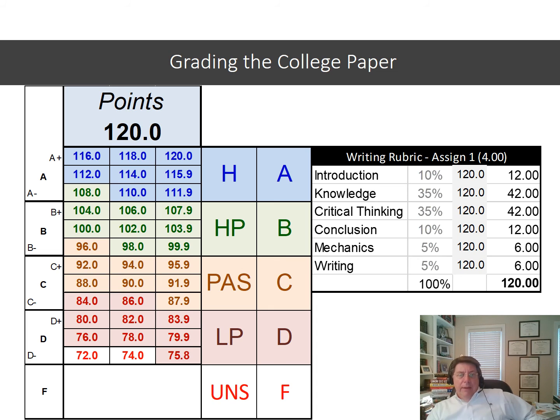The rest is somewhat mechanical. I look at mechanics of your paper. Do you have page numbers? Do you have a title page? Do you have section headings? Do you have a reference list? Then I also have points set aside for writing. How well do you write? Are there misspellings? Is your paper grammatically correct? My grading, that's basically it. Those are the elements of my grading.